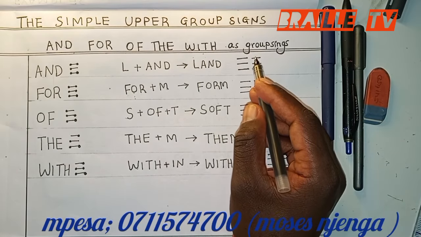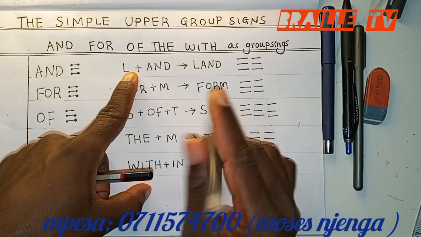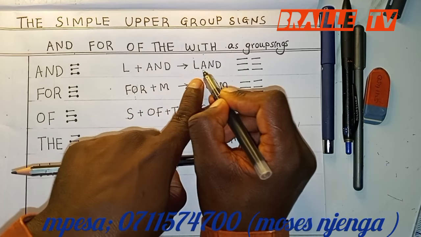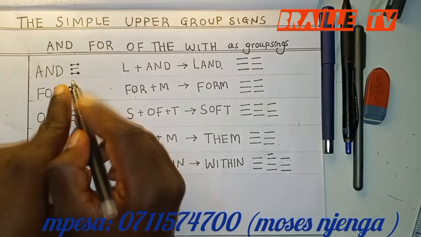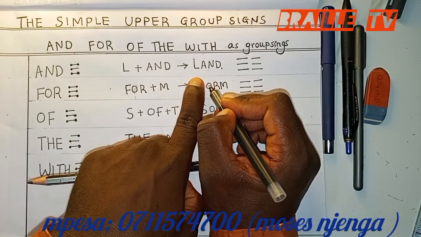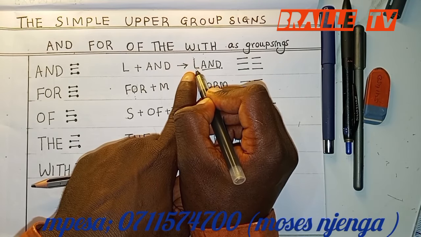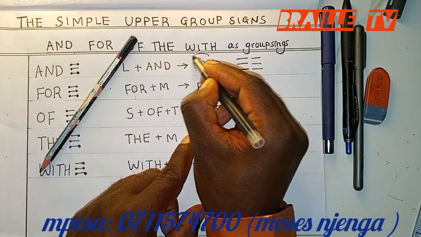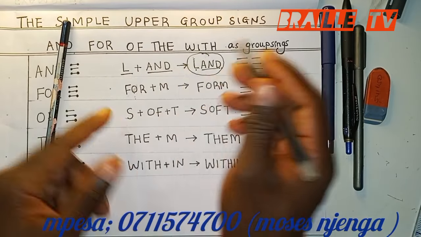Now, let us consider this example here, whereby we have letter L. When you get letter L and then we add and, you get the word land. This is L, we have added and, whereby and is written like this. It's a word sign. So here now, we are using it as a group sign because we have taken and then we have added letter L. We have brought together the two signs to form part of a longer word.